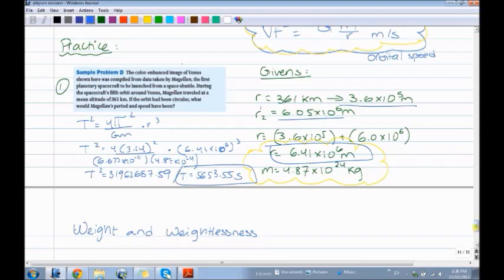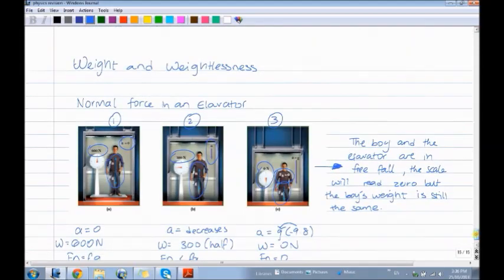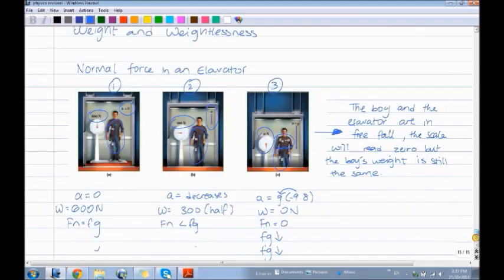And we could apply it also for the orbital speed, which is Vt squared equals G constant times M, which is the mass, over the radius, r.